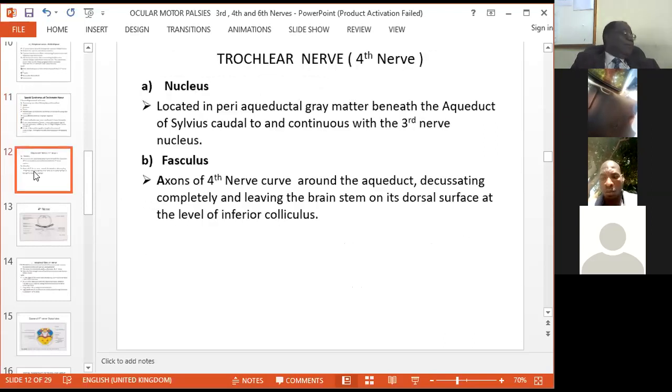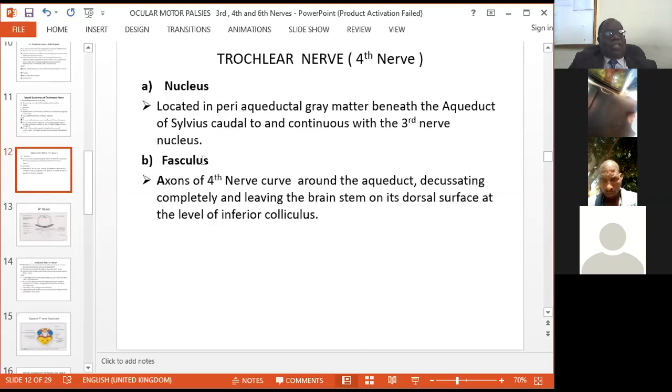The next nerve is the trochlear, the fourth nerve. What does the trochlear do? The nucleus, first of all, is located in the periaqueductal gray matter beneath the aqueduct of Sylvius. Caudal means backward, slightly backward to the nucleus of the third nerve. Caudal to and continuous with the third nerve. You have a third nerve in front, but caudal behind. That's the meaning of caudal.